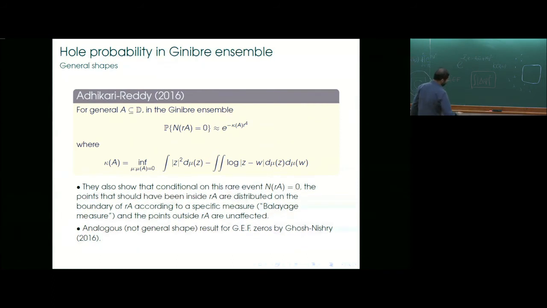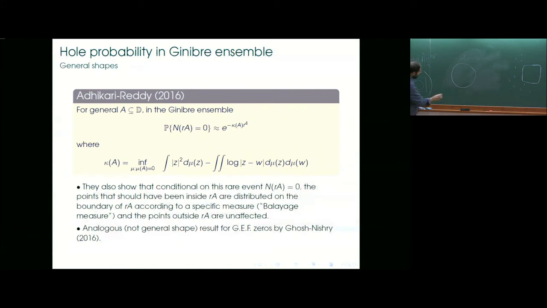But there they are not able to do general shapes yet. They are only able to do it for the disk. For the disk we already knew the whole probability: it is e to the minus (3/4) r to the 4, whatever. But suppose you condition that there are no zeros inside the disk of radius r in the Gaussian entire function.